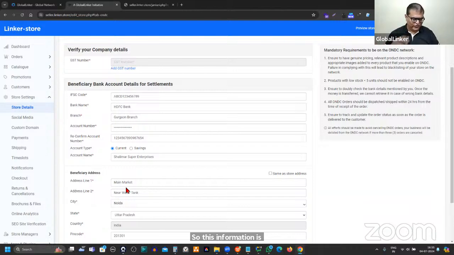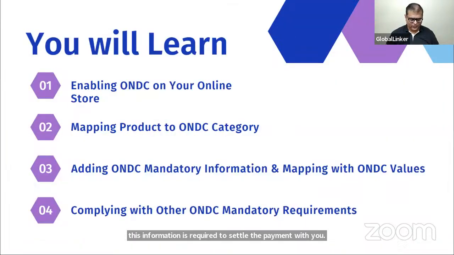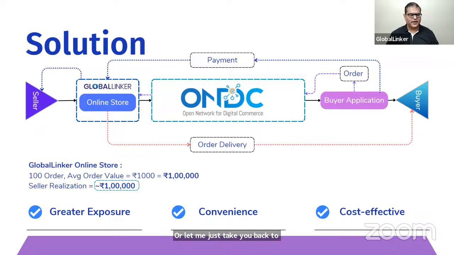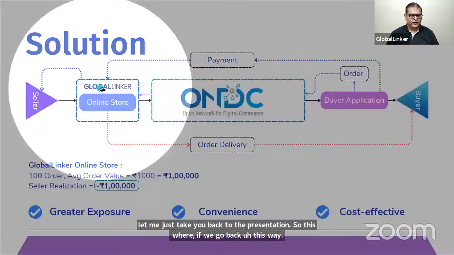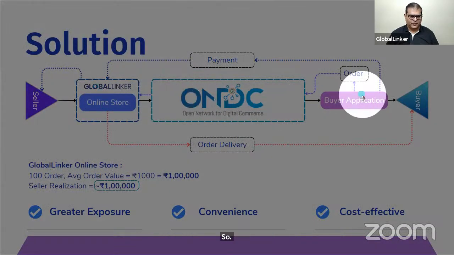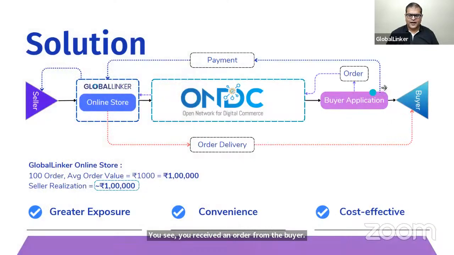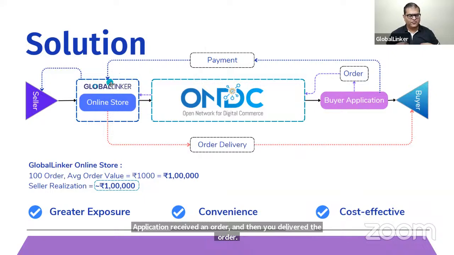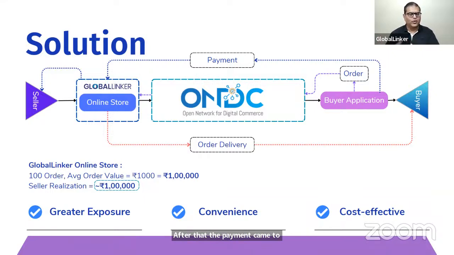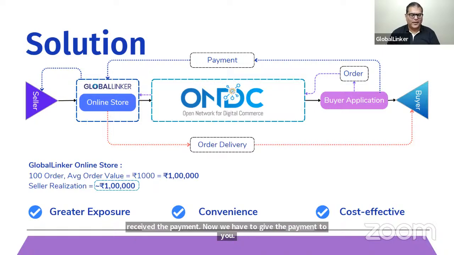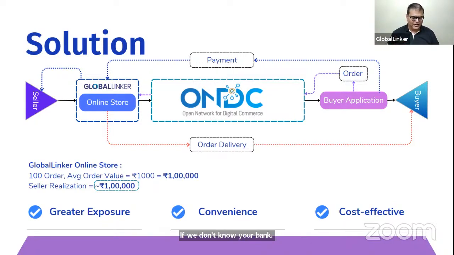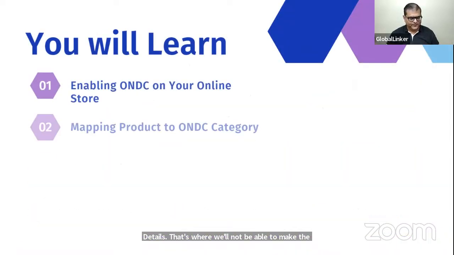Let me just take you back to the presentation. If we go back, you see you received an order from the buyer application, and then you delivered the order. After that, the payment came to GlobalLinker. So we received the payment. Now we have to give the payment to you. If we don't know your bank details, we will not be able to make the payment for you. So we need these details for giving the money to you.